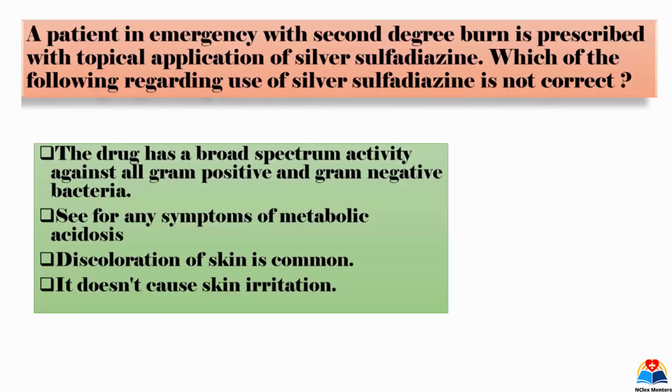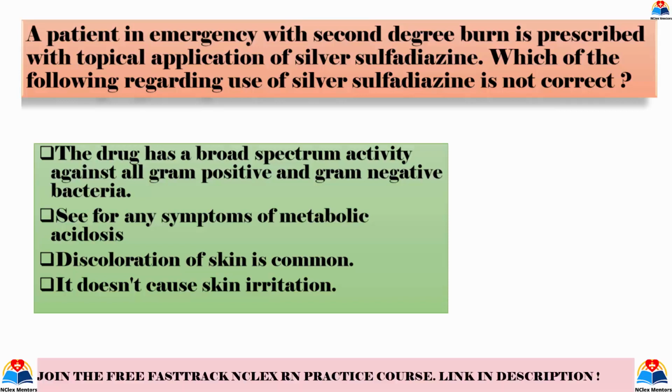A patient in emergency with second-degree burn is prescribed with topical application of silver sulfadiazine. Which of the following regarding use of silver sulfadiazine is not correct? Your options are: 1. The drug has a broad-spectrum activity against all gram-positive and gram-negative bacteria. 2. Check for any symptoms of metabolic acidosis. 3. Discoloration of skin is common. 4. It doesn't cause skin irritation.